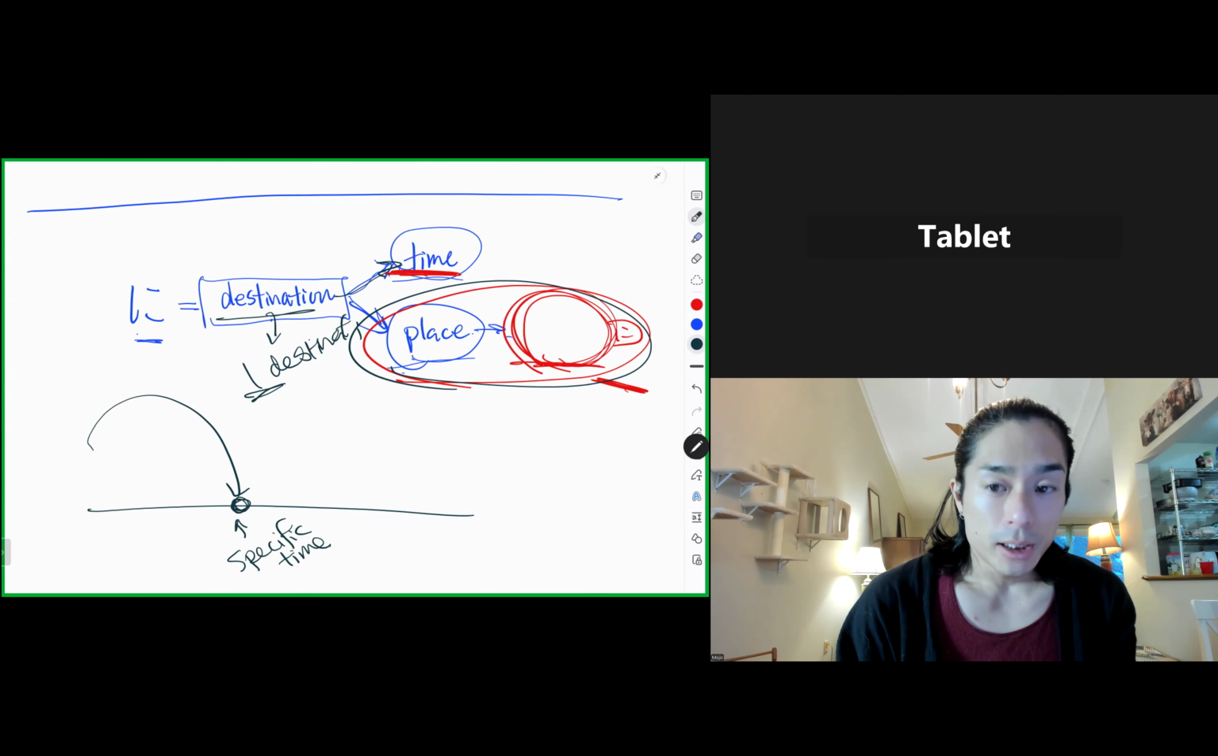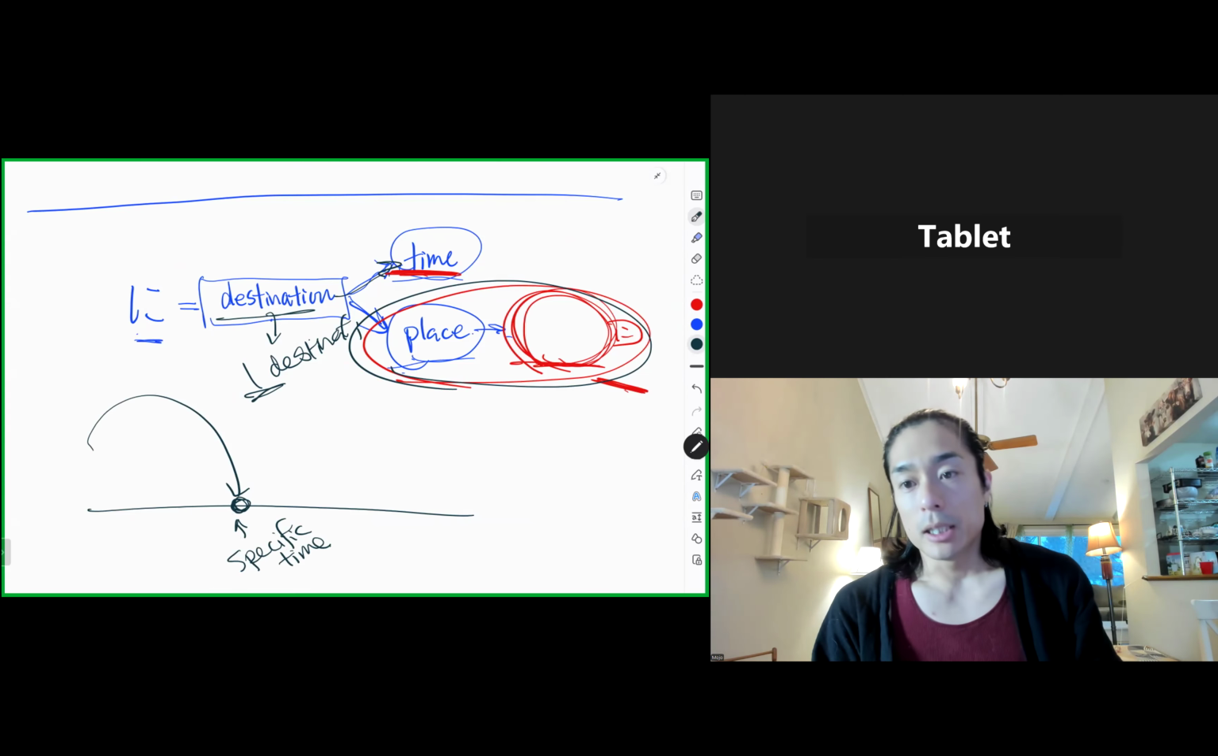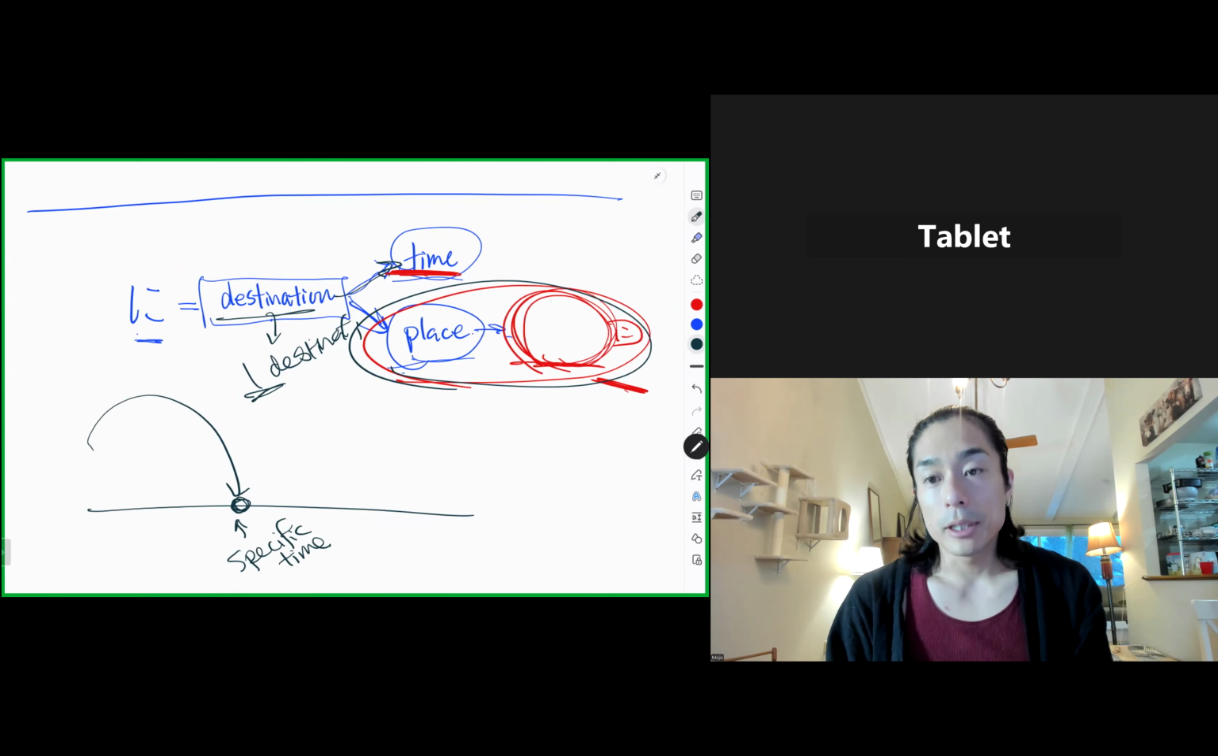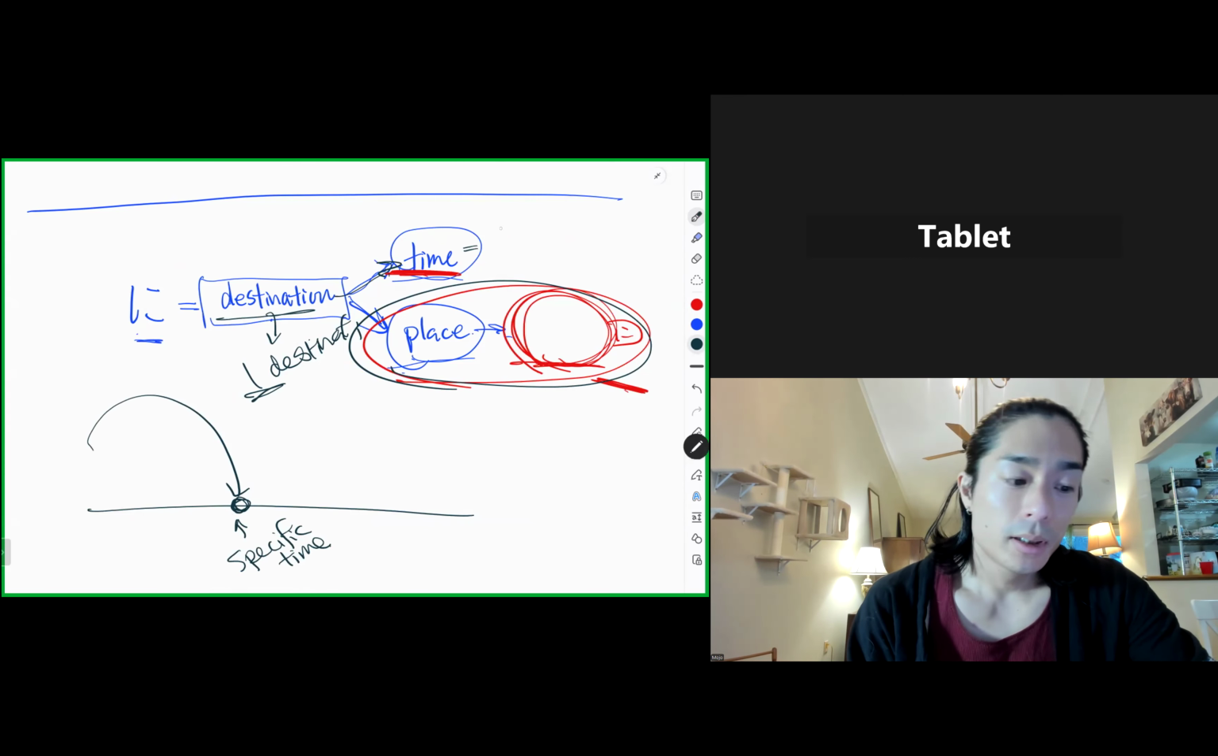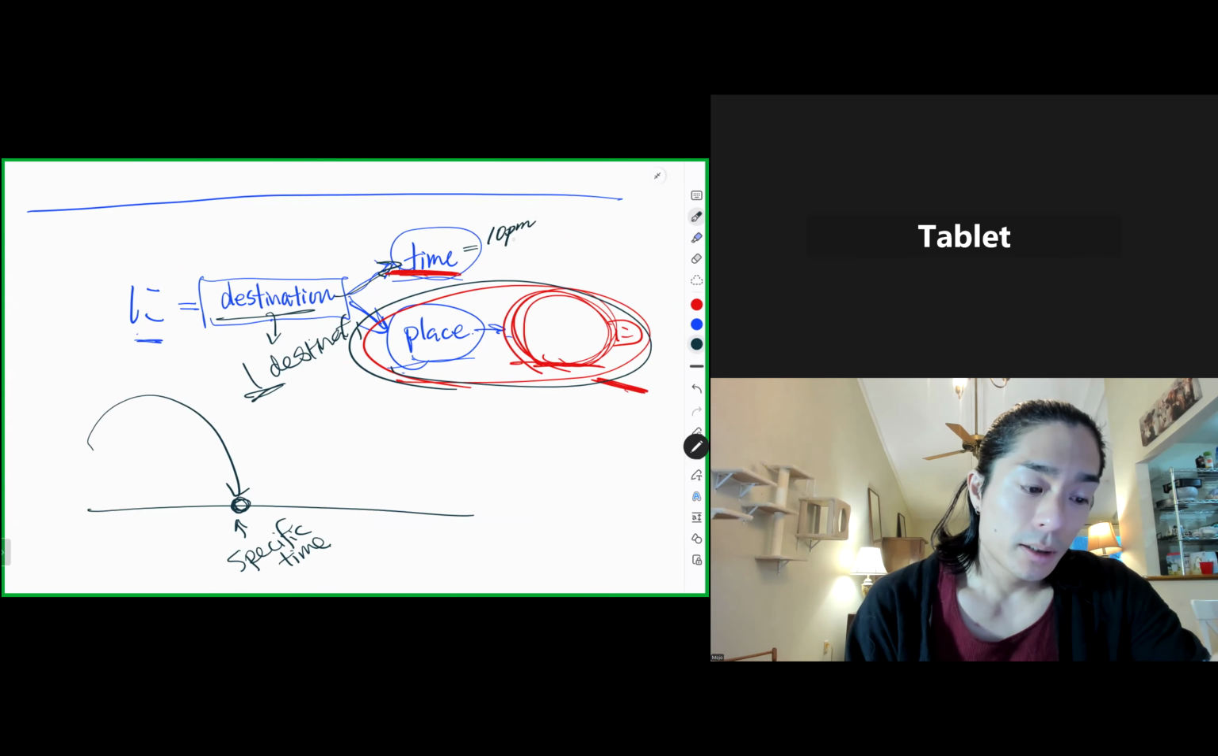That's when we put ni to whatever specific time related word that we use. Like at 10 o'clock, I sleep. On Monday, I go to school. In July, I swim in the ocean. In 2025, I'll work out twice a week.